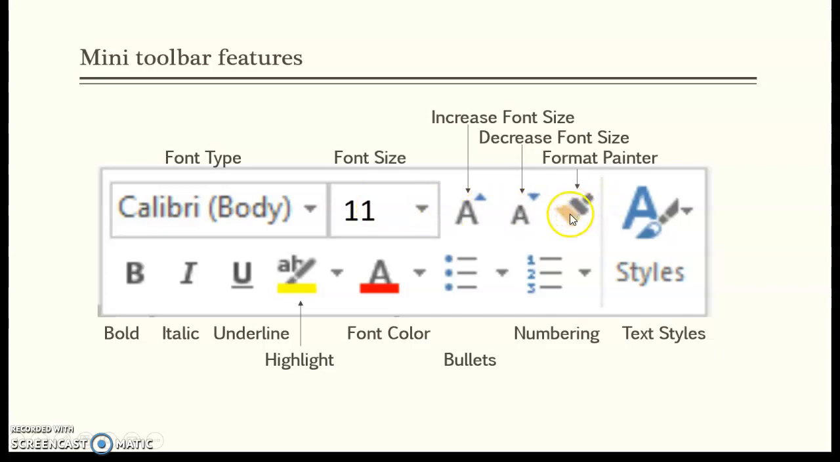Format Painter is a great feature I'll share with you later. Bullets, numbering, and these are text styles, and we'll get into that later. That has to do with when you want to do headings or titles, and it helps for navigation in the headings format.